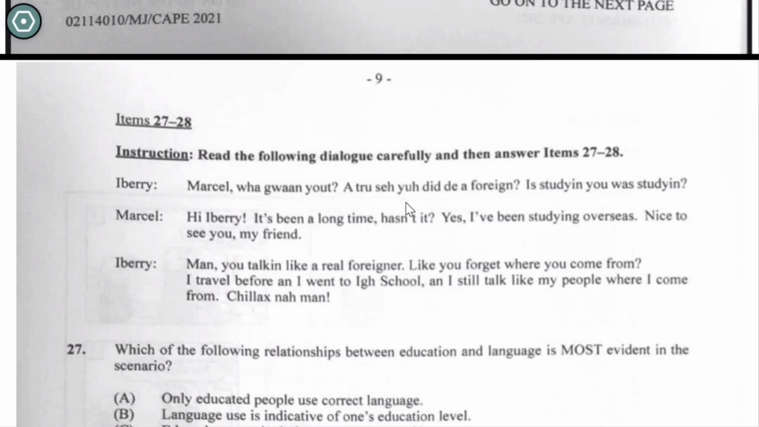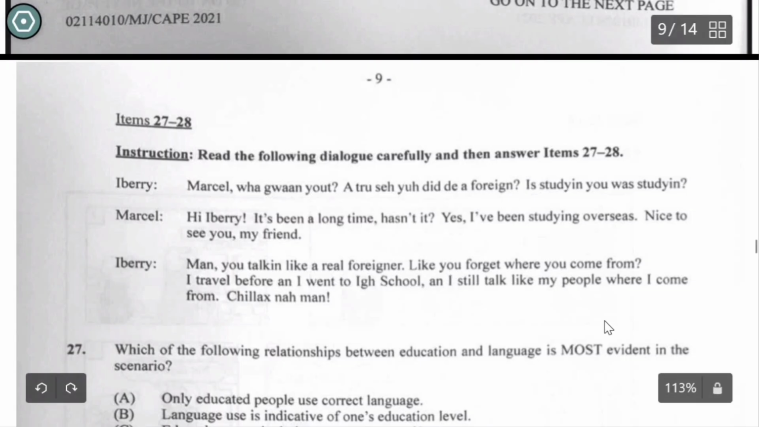Alright, so we have Iberry and Marcel. Marcel, what go on, youth? I true say you did there for him. Is studying, yes, you were studying? Hi, Iberry. It's been a long time, hasn't it? Yes, I've been studying overseas. Nice to see you, my friend. Iberry. Mind you talking like real foreigner? Like you forget where you come from? Sorry. I traveled before and I went to high school. Oh, high school. And I still talk like people where I come from. Chillax, my man.